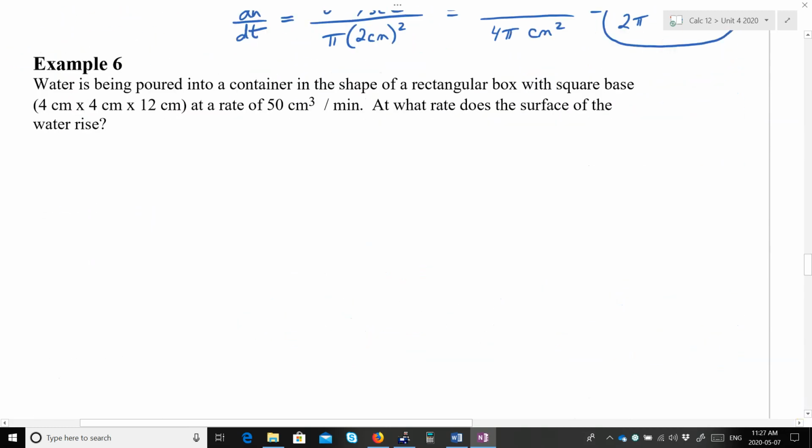Let's try example 6. Water is being poured into a container in the shape of a rectangular box with square base, 4 by 4 by 12 centimeters, at a rate of 50 centimeters cubed per minute. At what rate does the surface of the water rise? Okay, so we've got this box.